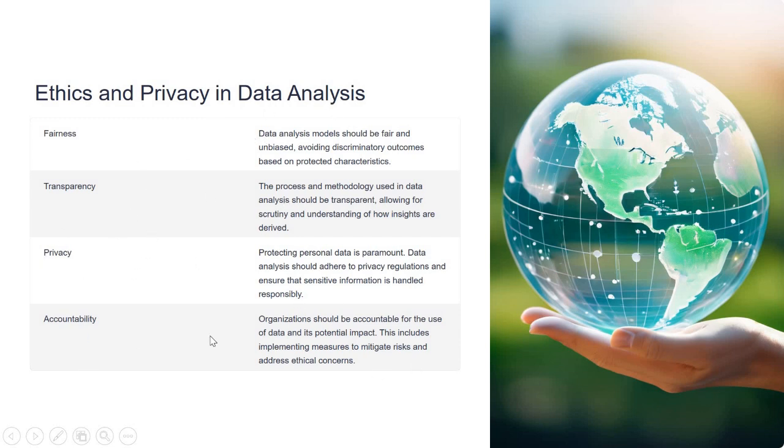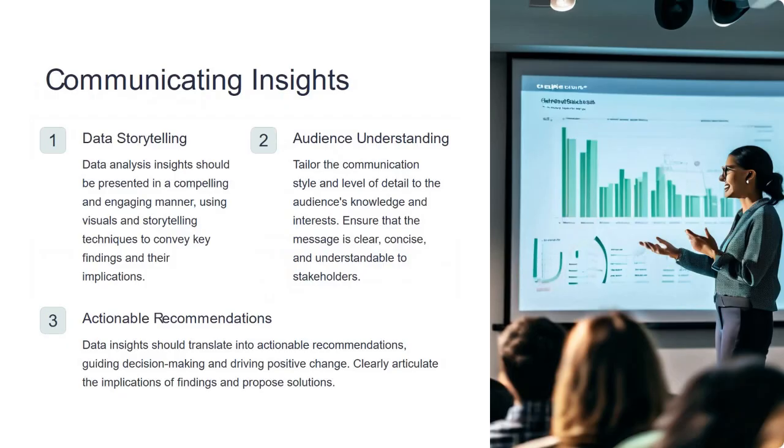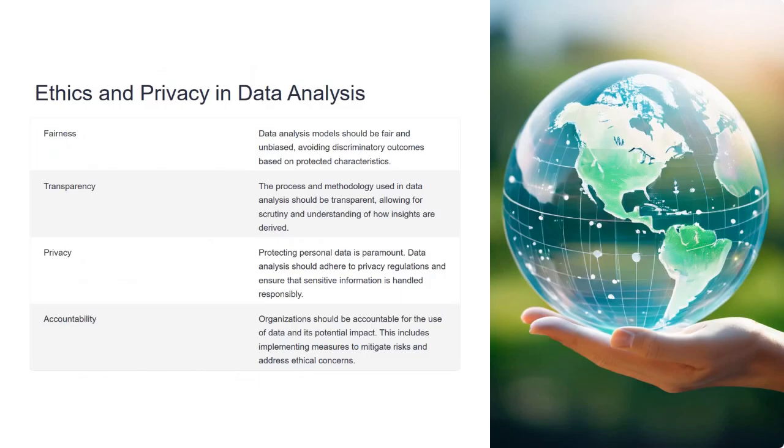Fairness, transparency, privacy, accountability. Data analysis models should be fair and unbiased, avoiding discriminatory outcomes based on protected characteristics. For transparency, the methodology used in data analysis should be transparent, allowing for scrutiny and understanding of how insights are derived. For privacy, protecting personal data is really very important. Data analysis should adhere to privacy regulations and ensure that sensitive information is handled responsibly.